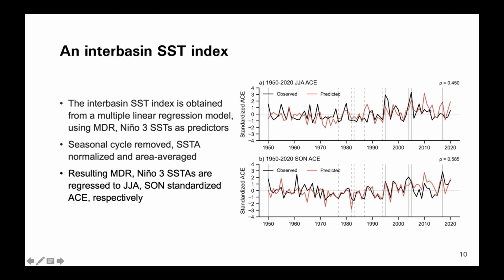And when you look at the correlation between these two time series in JJA, the observed ACE and interbasin index do share a positive correlation of 0.45, but the relationship is even stronger in SON with a correlation around 0.59. While we're encouraged that the interbasin SST index is able to capture some of the observed tropical cyclone activity, we do need to show that the interbasin index does a better job of predicting tropical cyclone activity than just using MDR or Niño 3 SST predictors all by themselves.